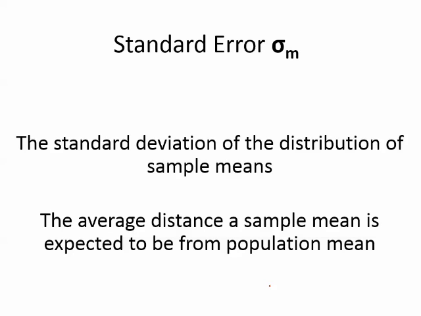So let's look at the definition. As you can see here, the definition is nearly identical to that of a standard deviation. So it's the average distance a sample mean is expected to be from the population. The important thing we have to look at here is sample mean. We're not looking at an individual score. The definition for standard deviation is the average distance a score is from the mean. So that's an important thing to remember here.